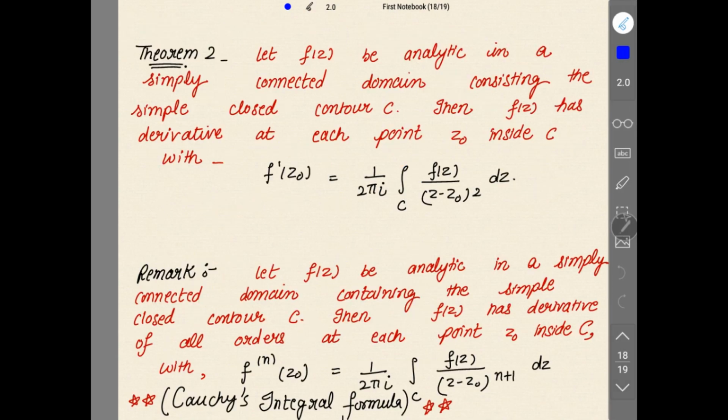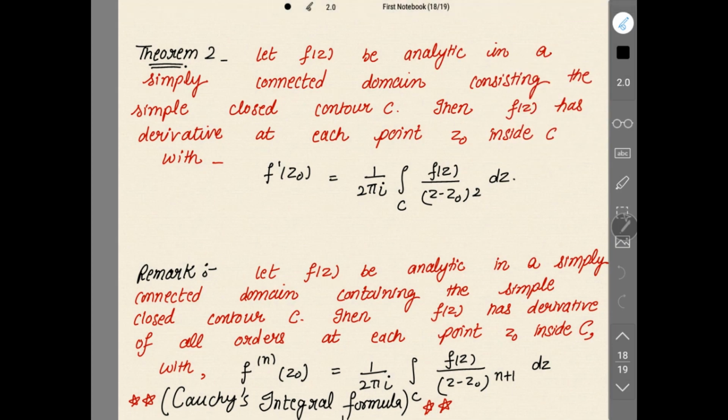Next, there is a theorem for you. Let f of z be analytic in a simply connected domain containing the simple closed contour C. Then f of z has a derivative at each point z0 inside C, with f dash of z0, which is the first derivative of f of z at z0, equal to 1 over 2 pi iota times the integral over C of f of z over z minus z0 whole square dz.